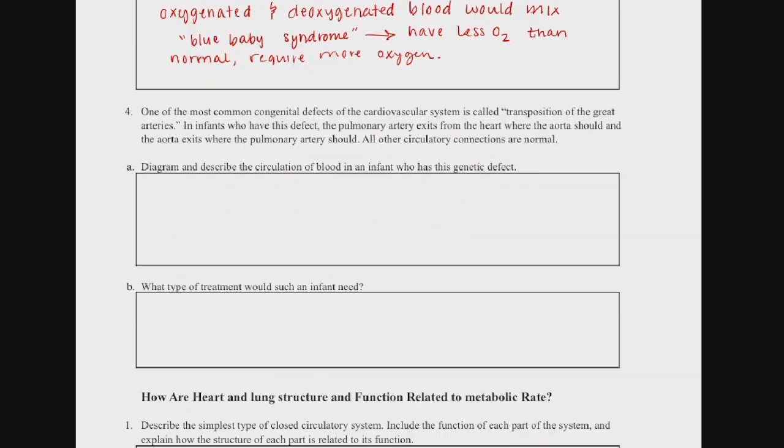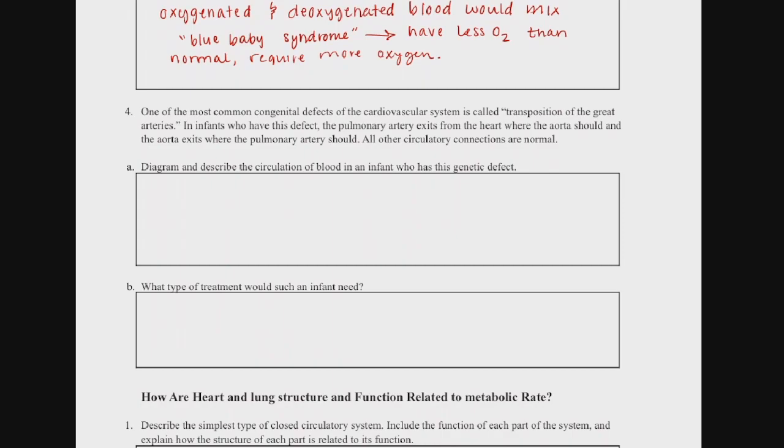One of the most common congenital defects of the cardiovascular system is called transposition of the great arteries. In infants who have this defect, the pulmonary artery exits from the heart where the aorta should, and the aorta exits where the pulmonary artery should. All other circulatory connections are normal. So the only thing that's flipped are those two major things that we talked about. So the right ventricle goes to the pulmonary artery. That is now going through the aorta.